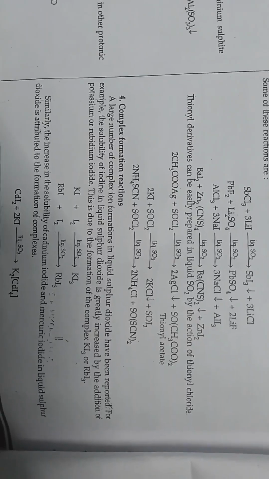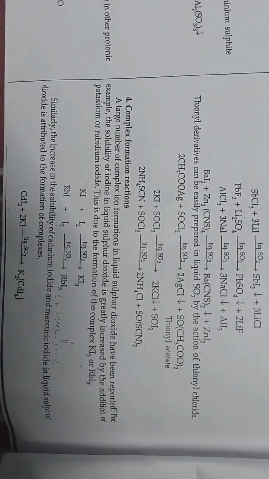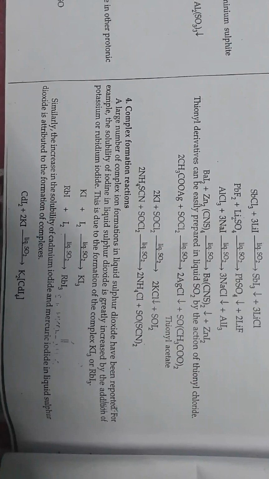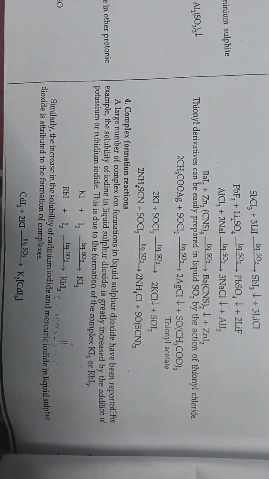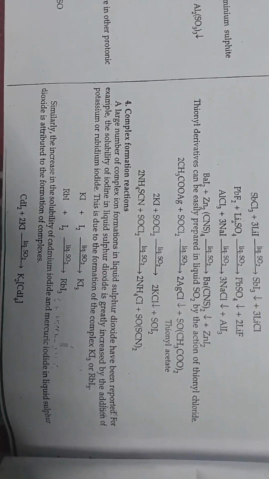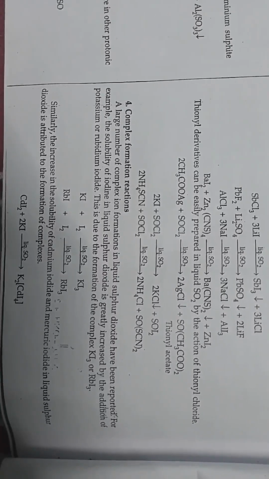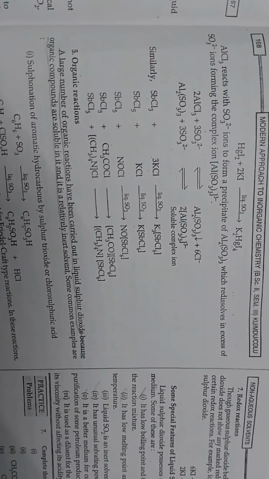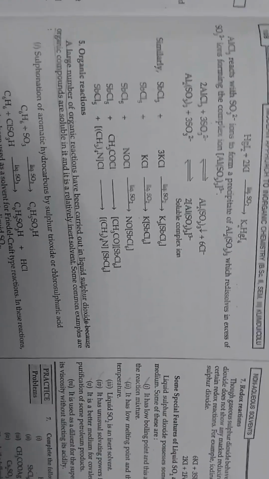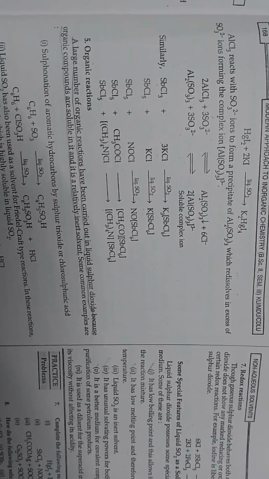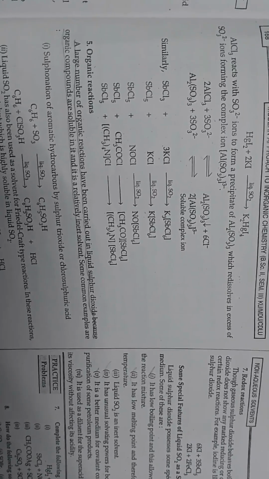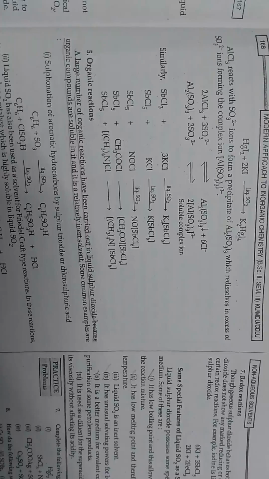Similarly, the increase in solubility of cadmium iodide and mercury iodide in liquid sulfur dioxide is attributed to the formation of complexes. CdI2 plus 2KI gives K2CdI4. HgI2 plus 2KI in presence of liquid SO2 gives K2HgI4. AlCl3 reacts with SO3 2- ions to form a precipitate of Al2(SO3)3, which redissolves in excess of SO3 2- ions, forming the complex ion [Al(SO3)3] 3-.